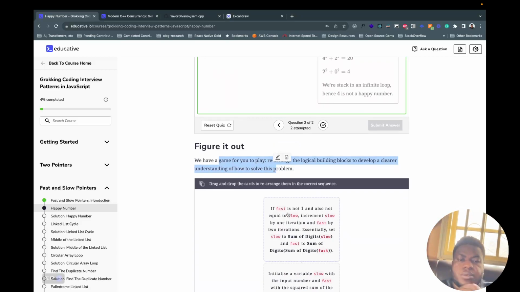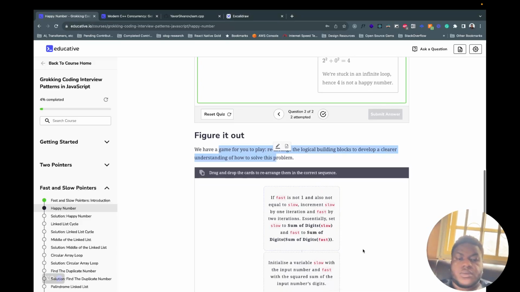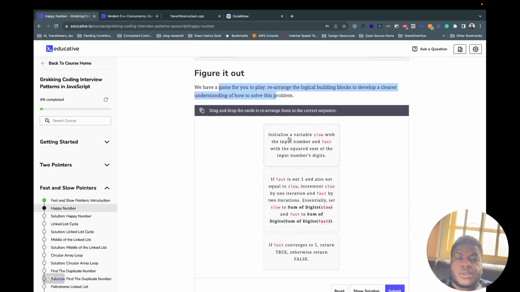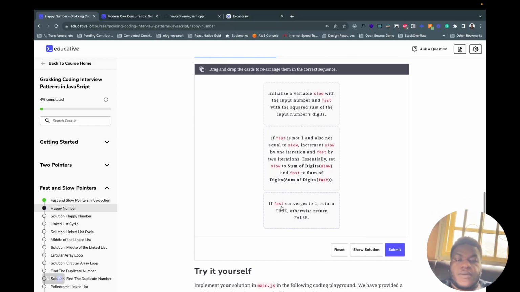If fast is not 1, also not equal to slow. Alright, initialize. Usually initialize is the first word in these things. Initialize slow with the input number and fast to the square sum of the input number's digits. If fast is not equal to 1 and also not equal to slow, increment slow by 1 iteration, fast by 2 iterations. Set slow to the sum of digits, fast to sum of digits of sum of digits. If fast converges to 1, return true, otherwise return false. Actually, that's the answer.